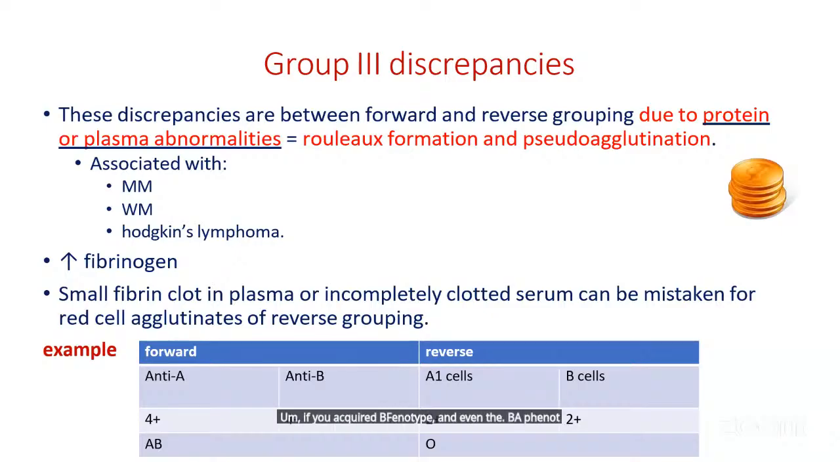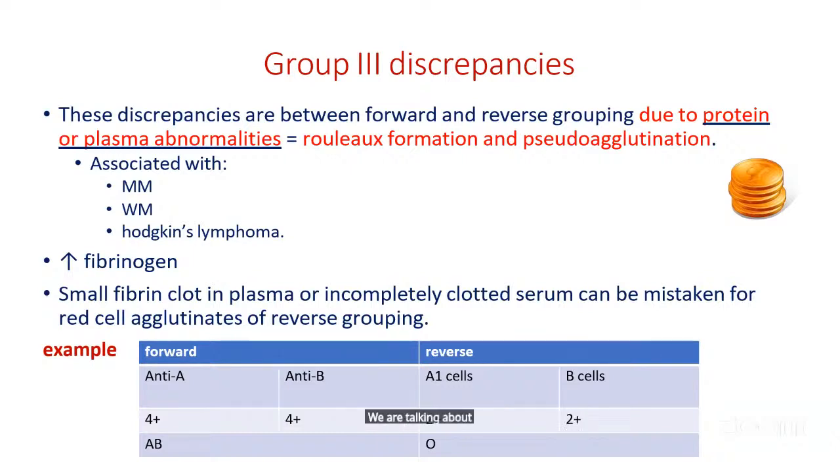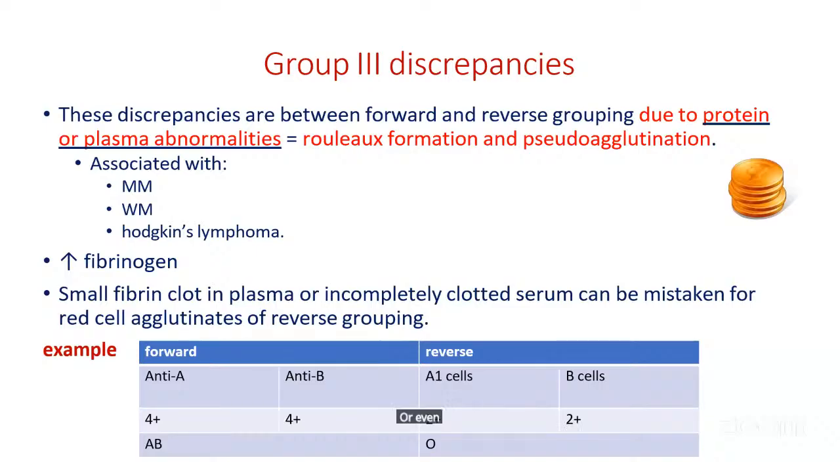For group 3 discrepancies now, we are talking about proteins or plasma abnormalities. These patients could have excess proteins in their system, which are interfering and giving you a false agglutination, or even resulting in rouleaux formation, or even pseudo-agglutination. So what do you do? Always don't be in a hurry when you are handling these particular cases in the lab. Be patient and do not just see the agglutination.